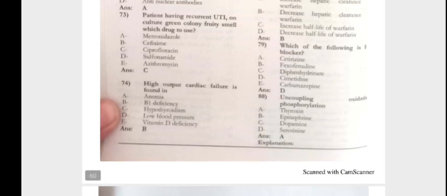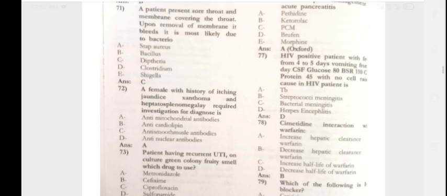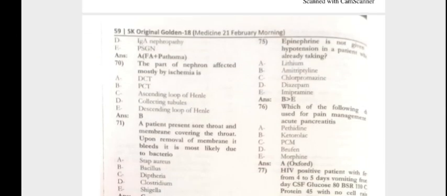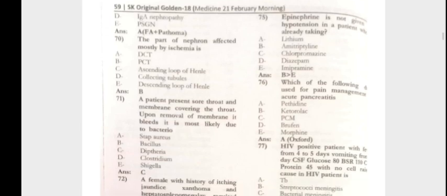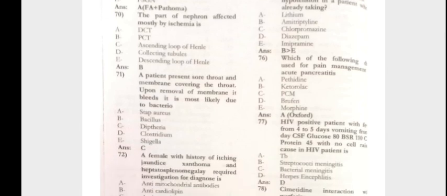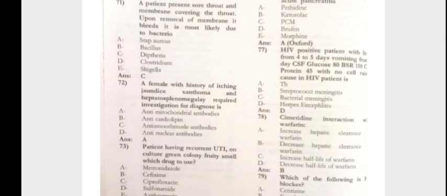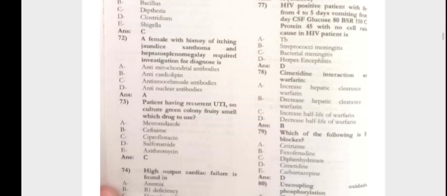High output cardiac failure is found in vitamin B1 deficiency. Next, epinephrine is not given in hypertension. A patient already taking amitriptyline: which of the following drugs is used for pain management in acute pancreatitis? Pethidine. An HIV positive patient with a history of vomiting. CSF glucose is less. Proteins 45. It is herpes encephalitis.